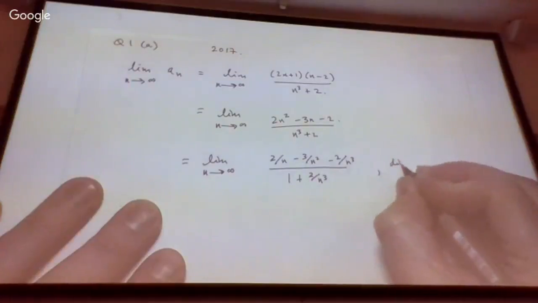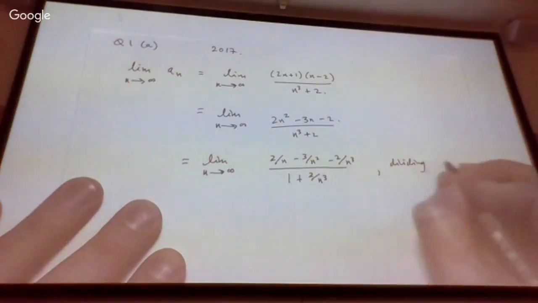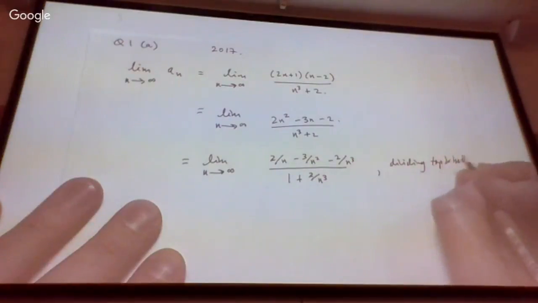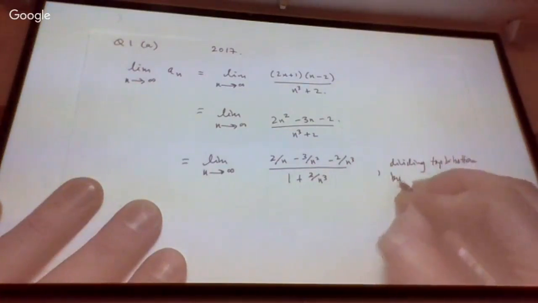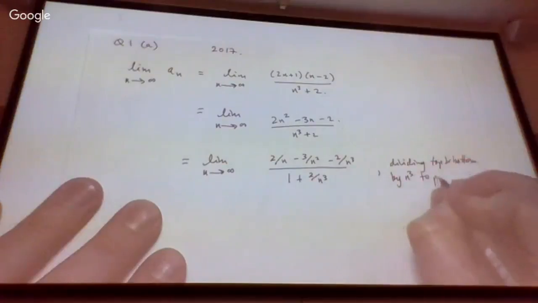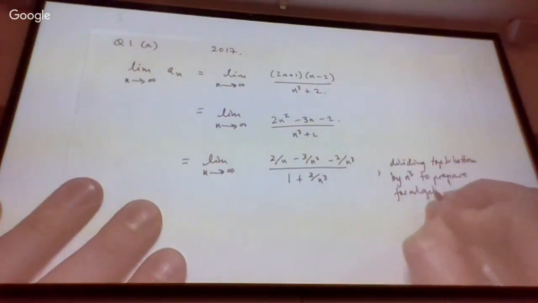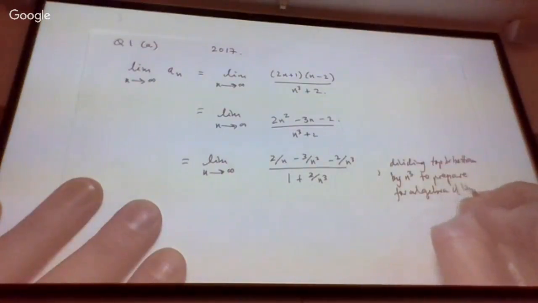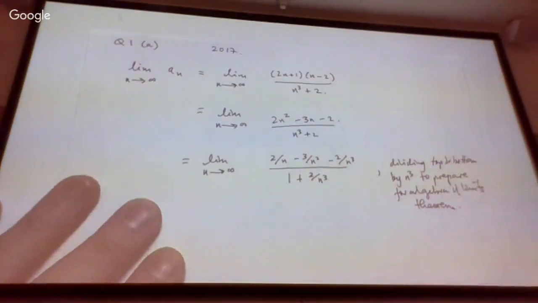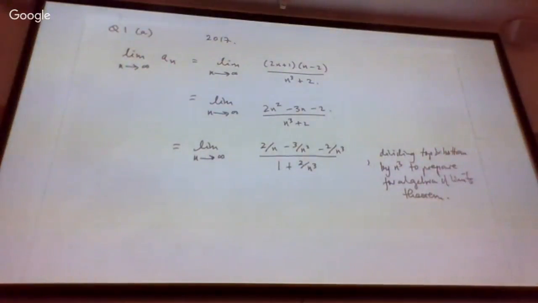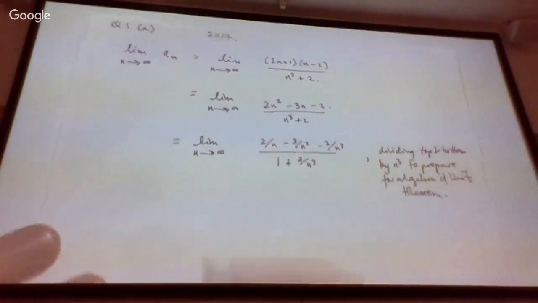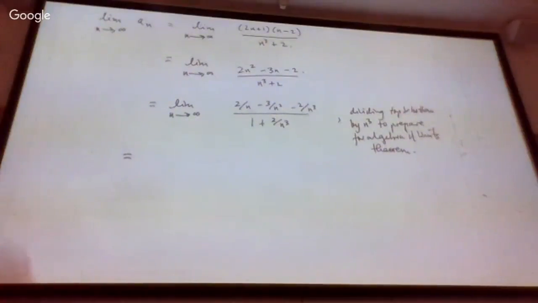So a little comment there: dividing top and bottom by n cubed to prepare for the algebra of limits theorem. It's no harm just giving a little commentary and justification for what you're doing. We're dividing the top and bottom by n cubed as a preparation for doing the algebra of limits.